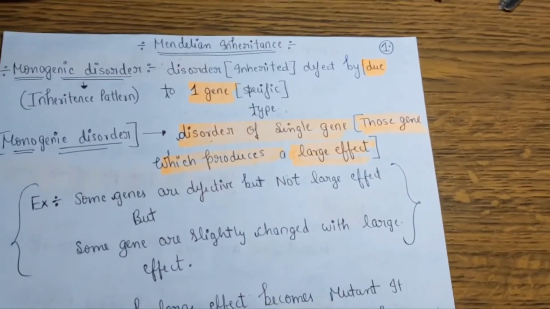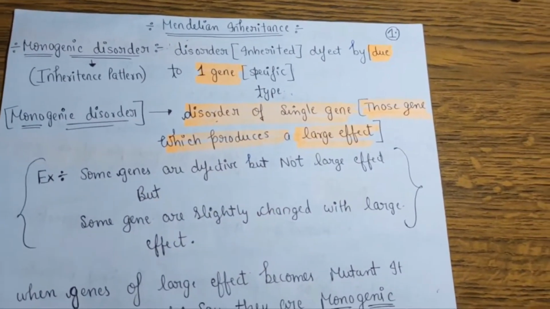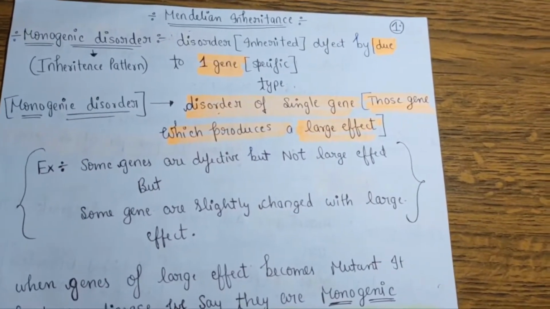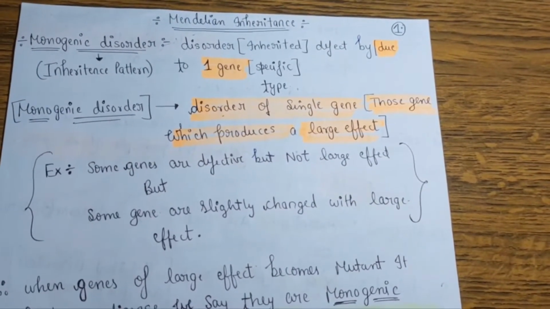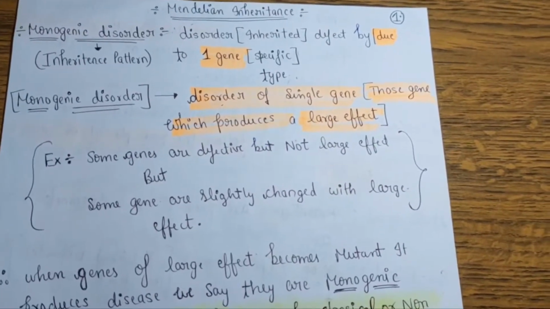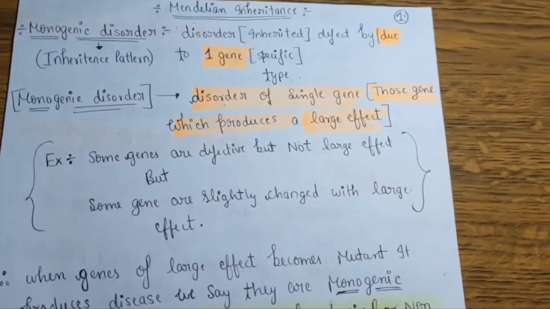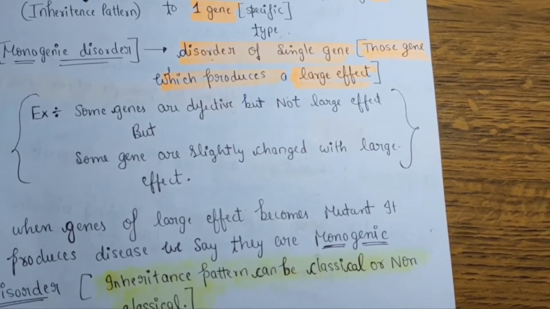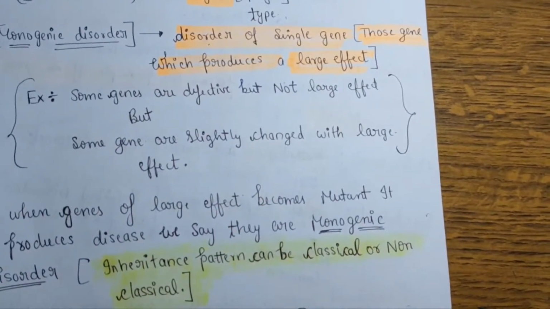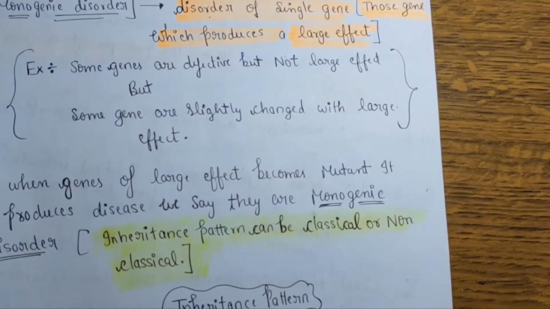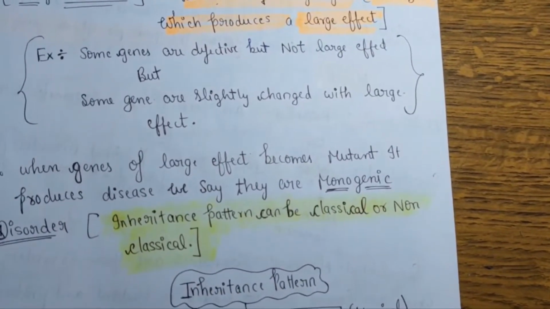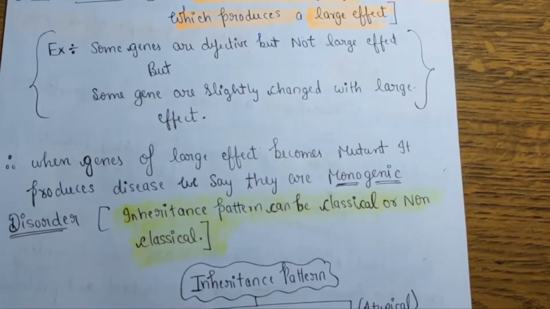Today we are going to discuss Mendelian inheritance. So, monogenic disorders. What are monogenic disorders? A monogenic disorder is an inherited disorder which is caused due to a defect in a single specific gene. It is a type of disorder which involves a single gene, and that gene can produce a large effect. For example, some genes are defective but they don't produce much effect, but some genes, if they are slightly defective, can produce a large effect.